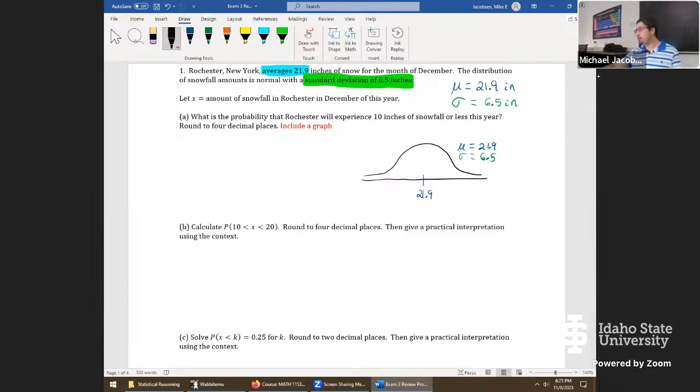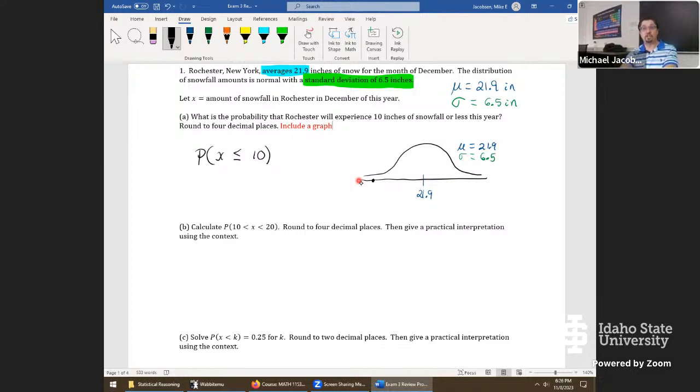Next, let's go back to the question itself and reread what they were asking. What is the probability, so let's write probability of something, that Rochester will experience 10 inches of snowfall? X is the snowfall amount, so we can say X, 10 inches with a little bit of space, or less. So we're wanting X to be less than or equal to 10 in this problem. All we have to now do is, well, let's put our value of X somewhere on this. At 21.9 inches, 10 inches is pretty far to the left over here. I'll just throw it down here.